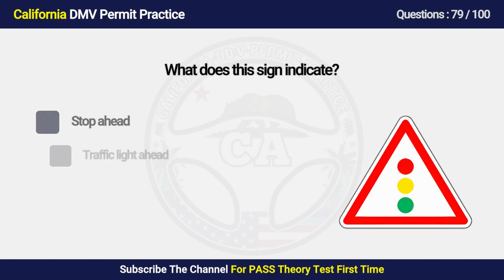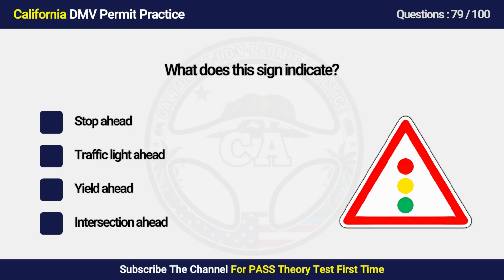Question 79. What does this sign indicate? A. Stop ahead, B. Traffic light ahead, C. Yield ahead, D. Intersection ahead.